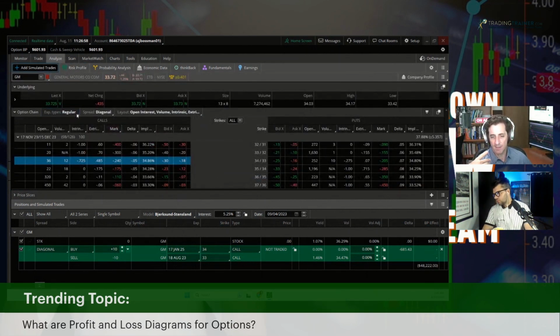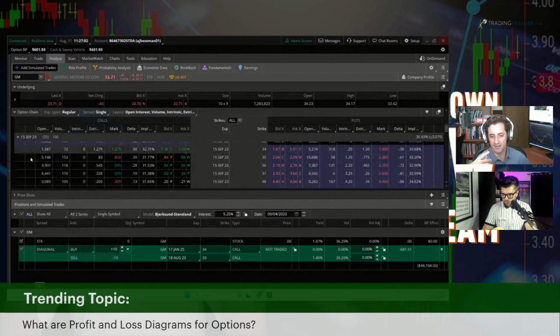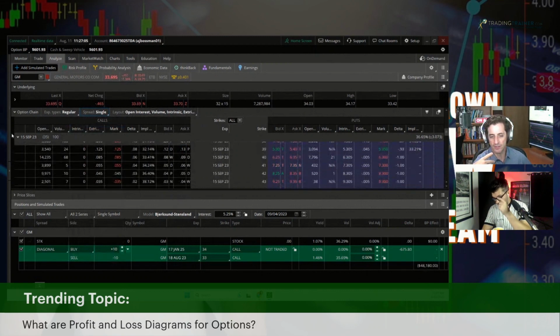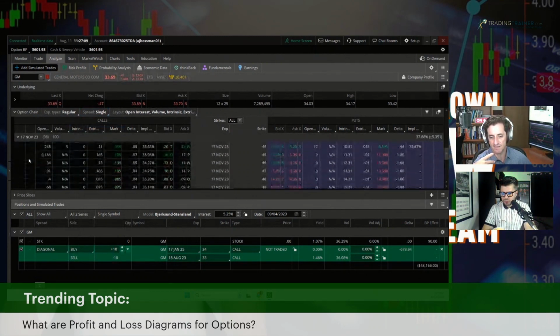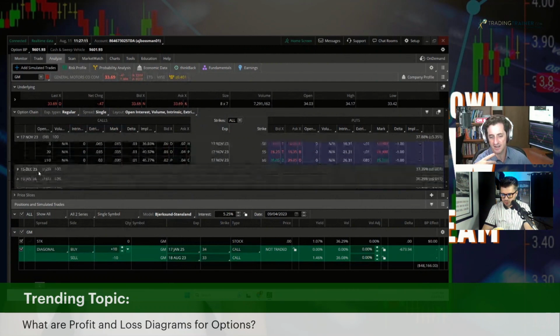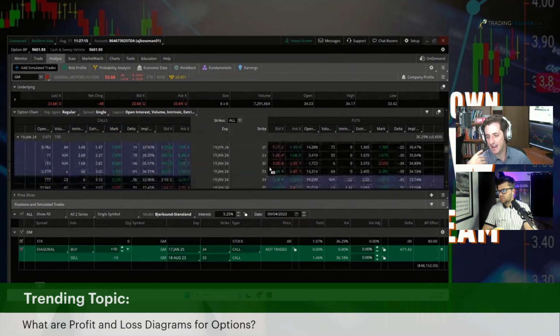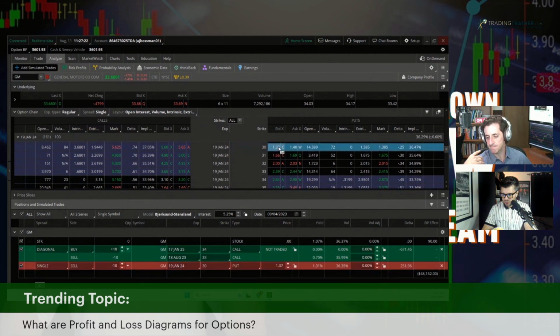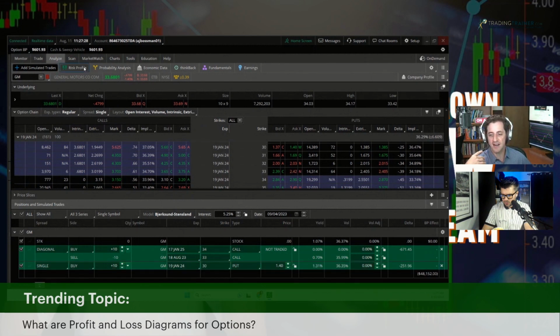But if we add now a protective option, so we'll come back here to our singles and we'll go out to maybe January with our protective option. Boom. And then we'll put let's say a $30. Let's go ahead and buy that. Buy that and get rid of this one. Now you'll see an even neater picture.